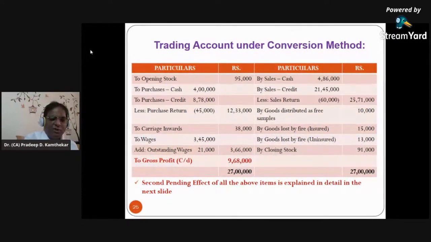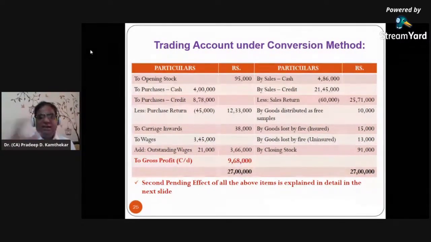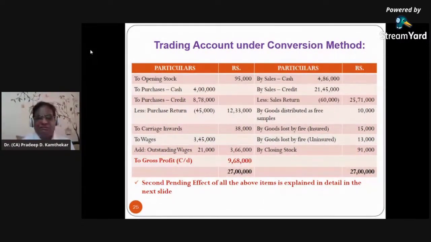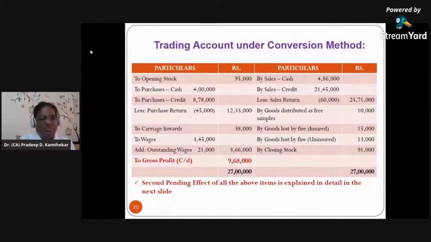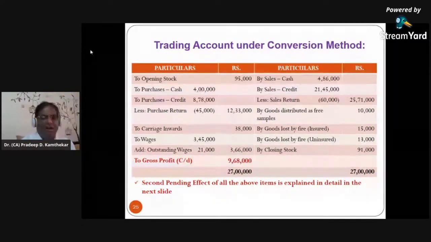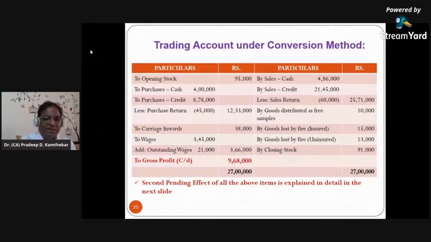Now this gross profit, on the debit side, we brought forward to the credit side of P&L, which will be there in the next slide. Then here, cash. Cash sales, 4,86,000. Now it is here on the credit side. So the second effect of this will go on the debit side of cash and bank account, because here the amount is received.